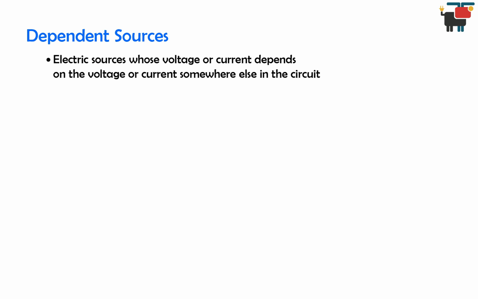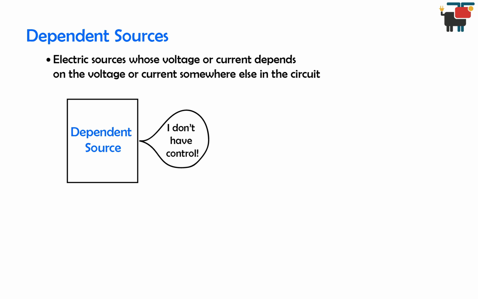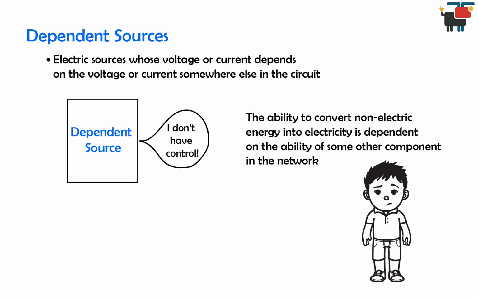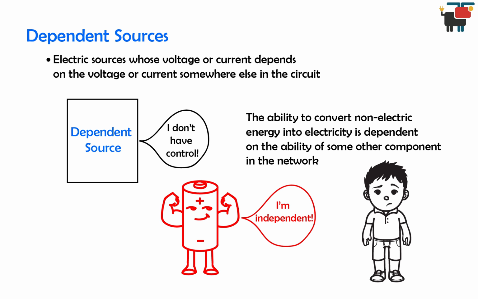Dependent sources are electric sources whose voltage or current depends on the voltage or current somewhere else in the circuit. In other words, their ability to convert non-electric energy into electricity is dependent on the ability of some other component in the network. This concept may sound a bit strange because the most popular electric source that we interact with on a daily basis is the battery, and batteries are independent sources.